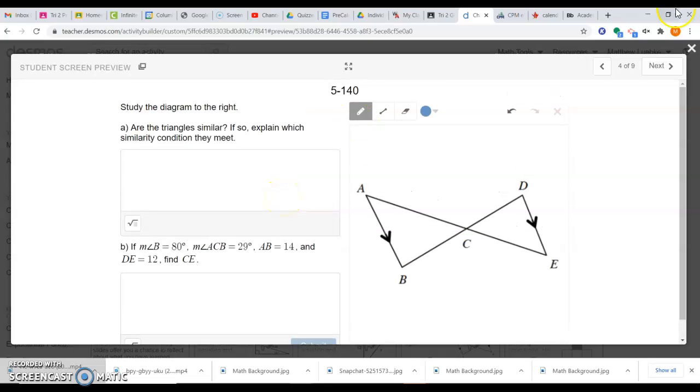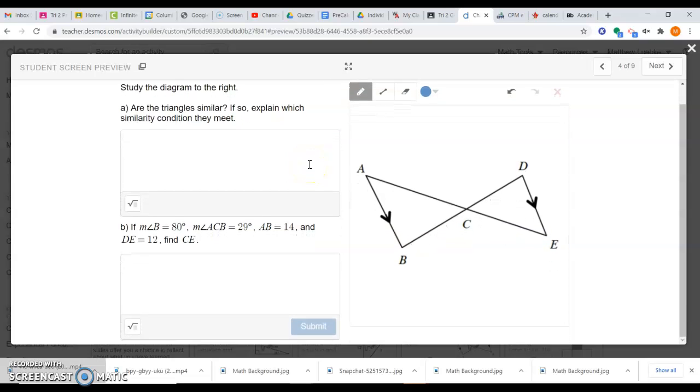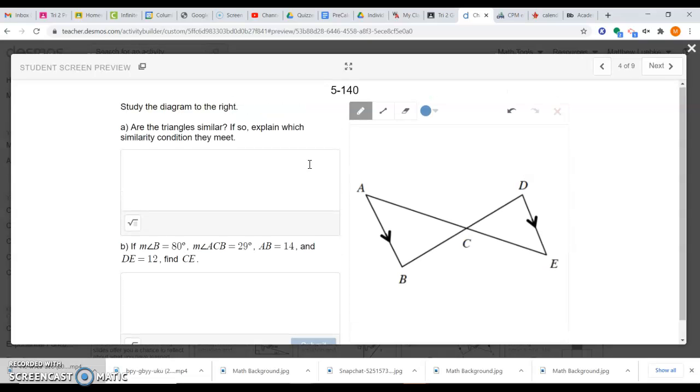All right, here is my video for slide 4 or problem 5-140 on our chapter 5 closure lesson. I put this problem in here as kind of a refresher from triangle similarity, but in part B we also include some stuff from chapter 5. So we'll start with this triangle similarity, and talk about what condition these triangles are similar, if they are similar.